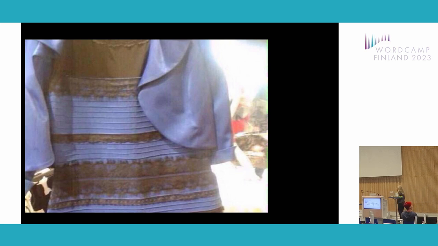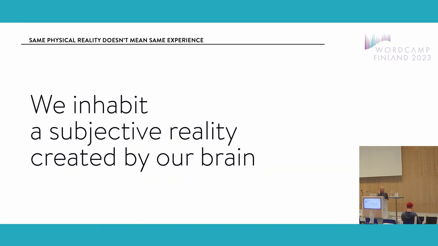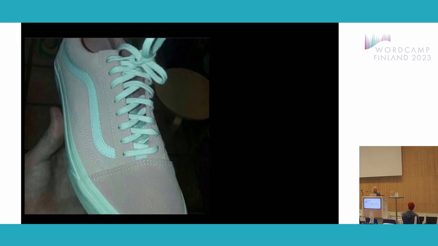There's always those, and it's really quite extraordinary. Long story short, this was a dress that made history on the internet. It actually was in real life black and blue, but does it matter? It doesn't matter at all. What I find really interesting is that here we're all in the same room looking at the same thing, looking at the same screen. Some of us see one thing, and some others see another thing. So we actually inhabit a subjective reality that is created by our brain.